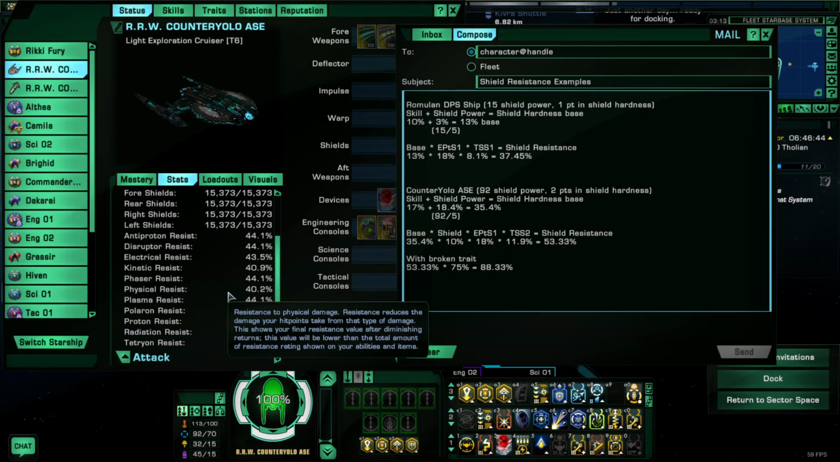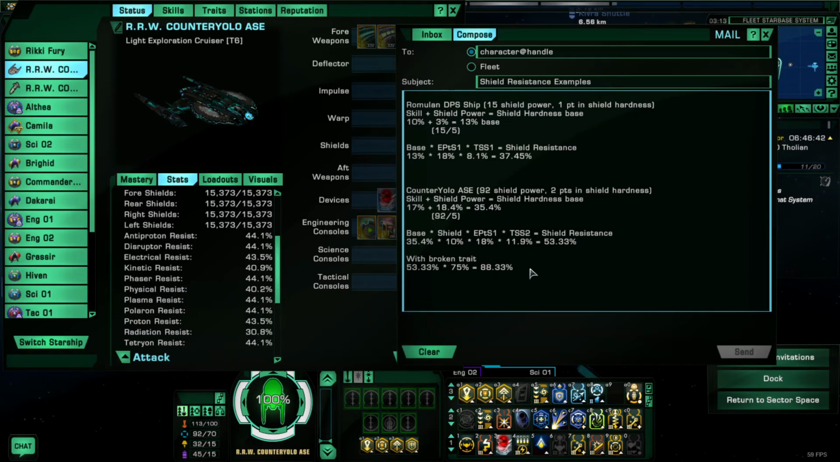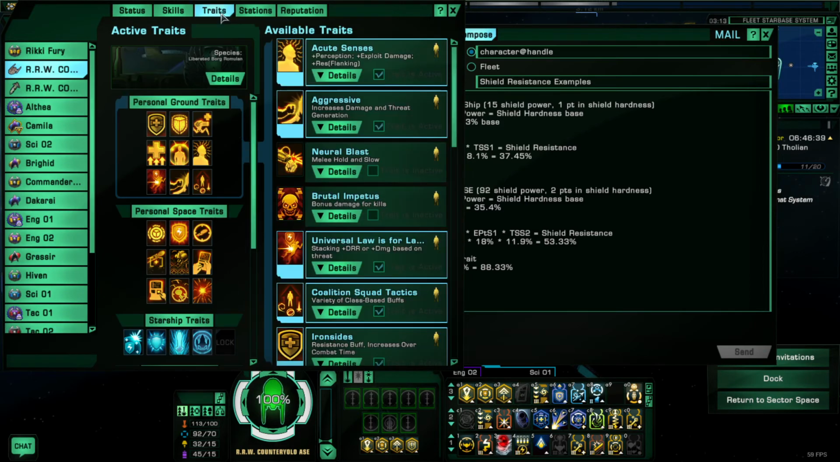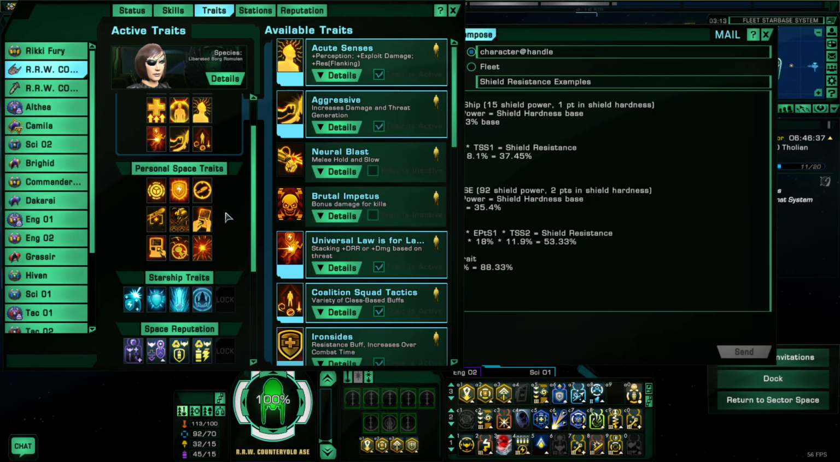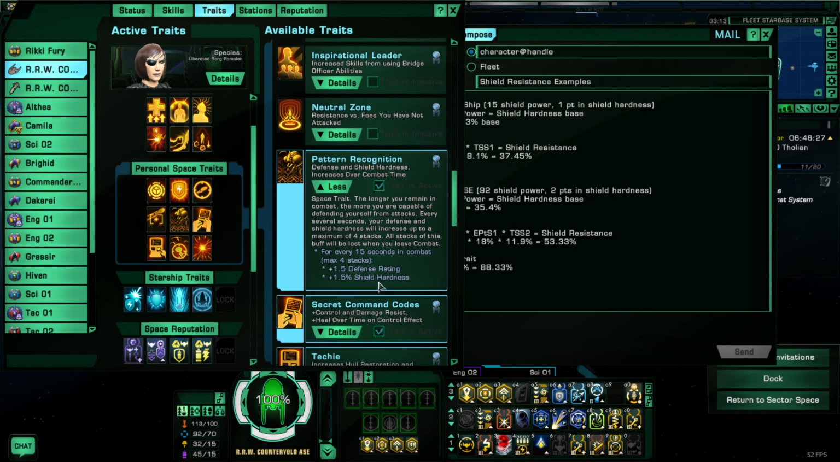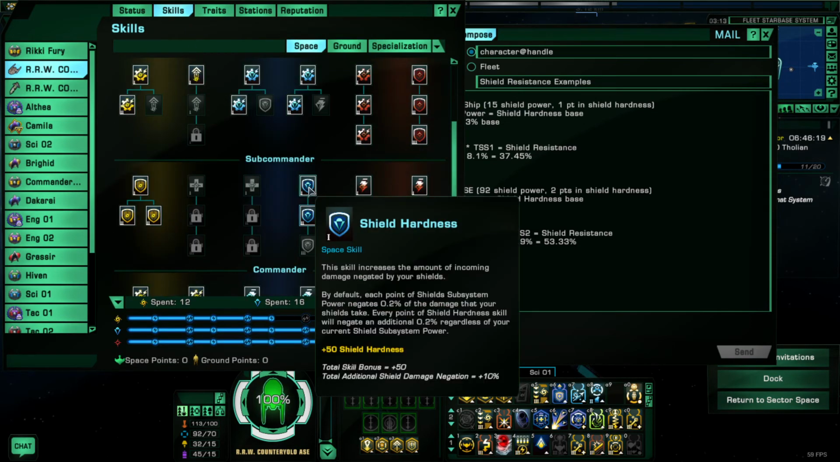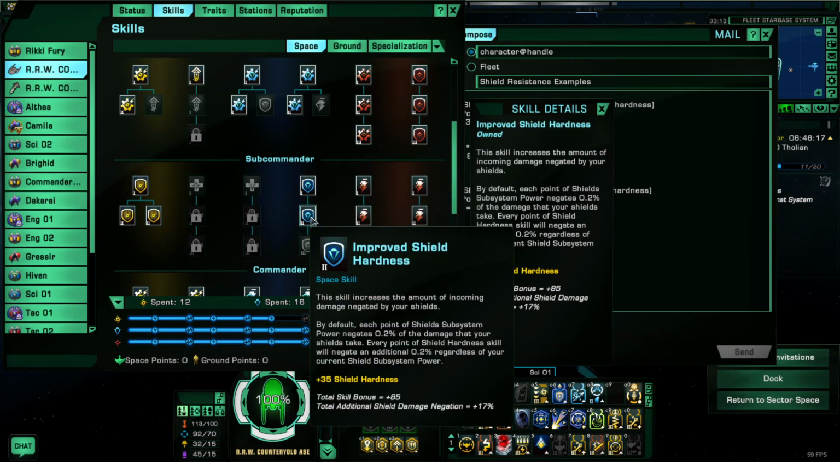which is pretty good. Now, when I use my broken trait, this trait I have to talk about. In terms of all the traits out there, there's only two that I've been able to find that add shield resistance stats to your ship. There's a trait called Pattern Recognition that, as you're in combat, adds defense and shield hardness, which, as I mentioned before, is just shield resistance, except it scales linearly instead of the non-linear curve that damage resistance has problems with as well.